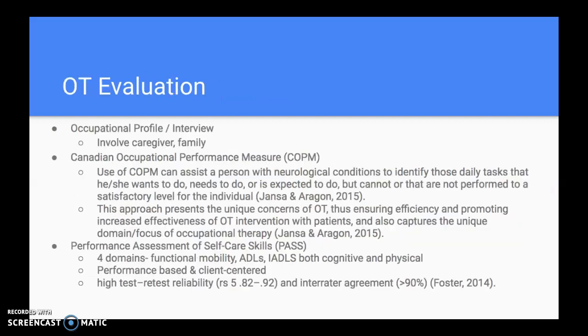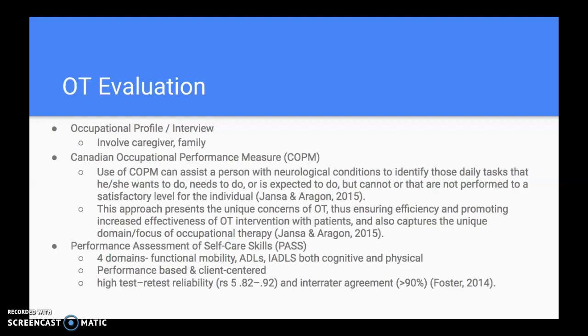For the OT evaluation, we first want to get the occupational profile, and this can be done via an interview, either formally or informally, depending on the facility and setting. It's really important to involve the caregiver and/or family members because this is such a rapidly progressing disease. The client is really going to need help and eventually will become dependent. So it's important to make sure that the client and the caregiver and/or family really understand the diagnosis, and you get an understanding of what their expectations and goals are going to be for the diagnosis.